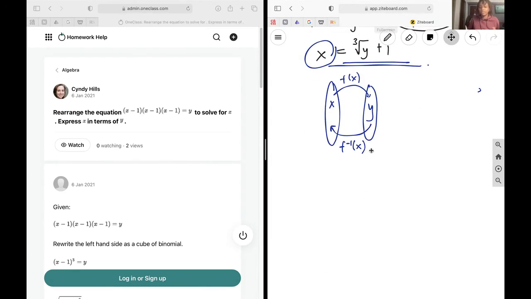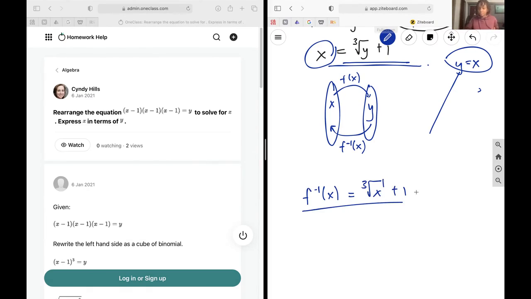And so it just enables you to do that, and graphically that just means I'm reflecting it in the line y is equal to x. So when I go about finding it, I can just switch the names of the two variables, or I can leave it like this, and then now at the end say that f minus 1 of x is equal to the cube root of x, what I'm putting in, the time I woke up, plus 1.